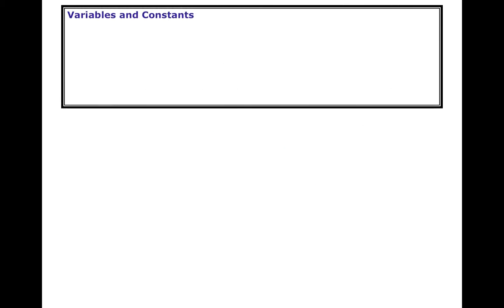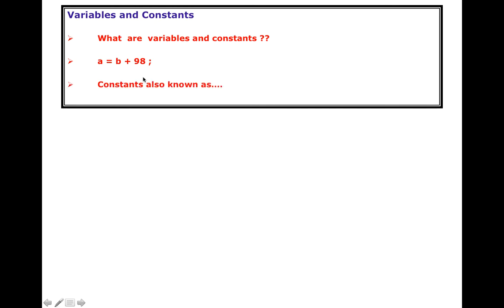Okay. Now let's talk about variables and constants. Come on. Now what are variables and constants? Look at this statement. Tell me over here who are variables. That's right, A and B. And who is the constant? That's right, 98. Now, a variable is something whose value can keep on varying, can keep on changing. Whereas a constant is something whose value will remain same, fixed, constant. And in Java, a constant is also known as a literal.